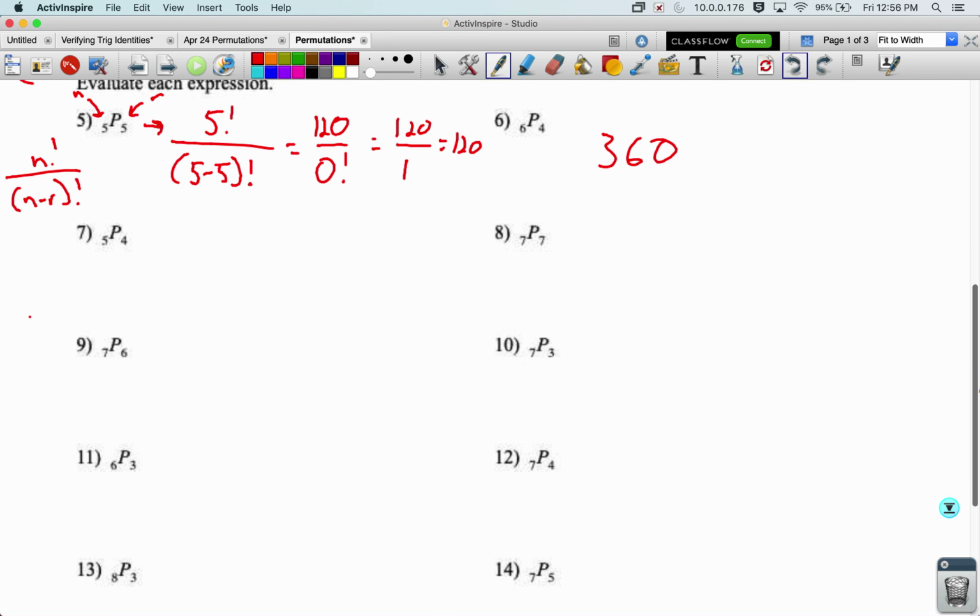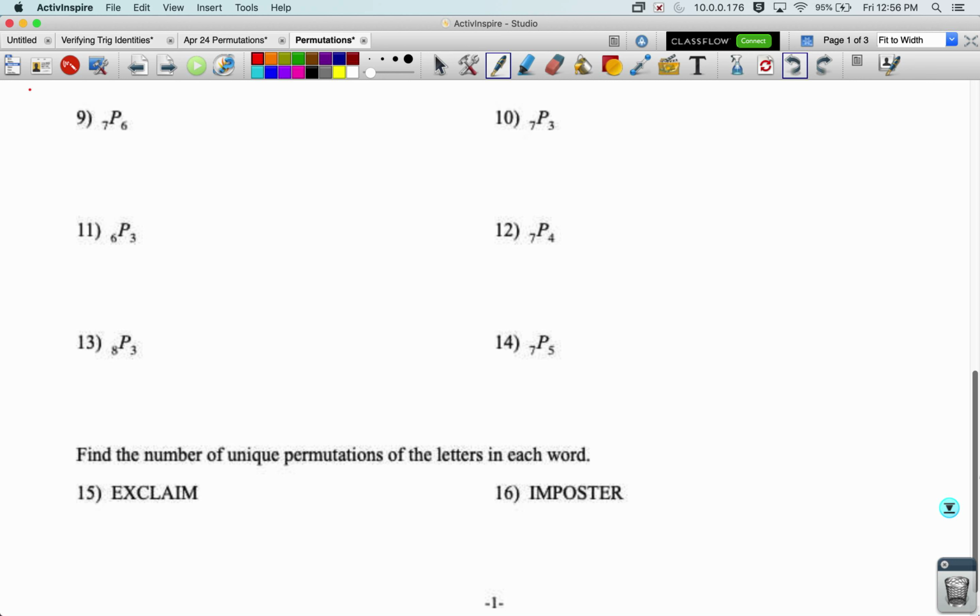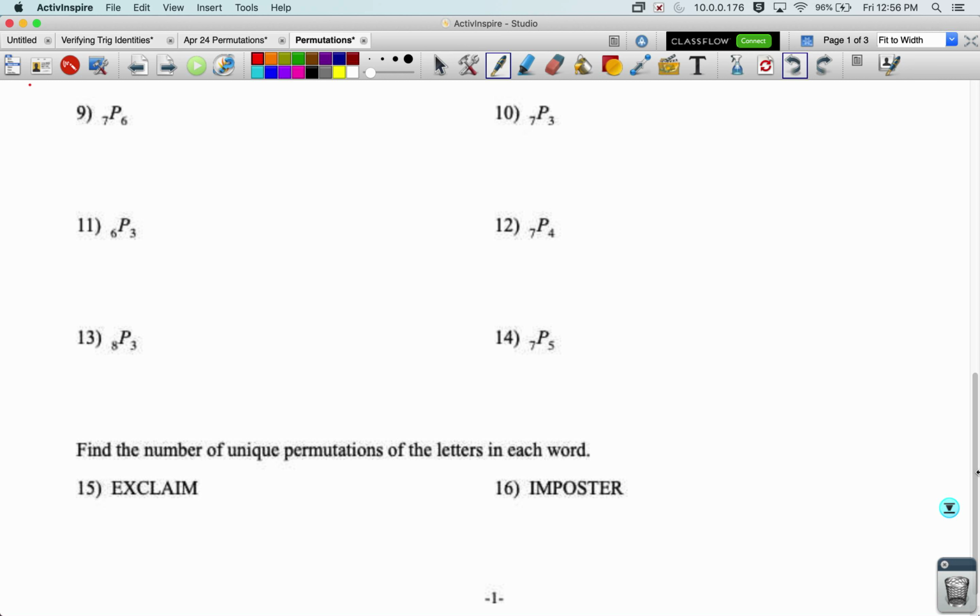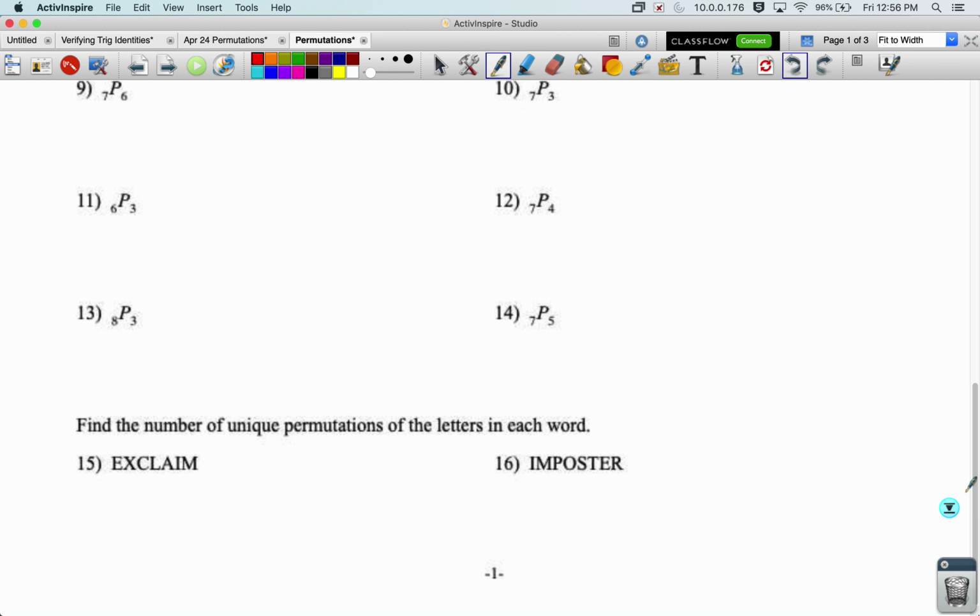And I got a whole bunch more for you to try here, but I think you should be good. I don't see any that are particularly tricky, just good practice. Now, here is a good problem. How many ways can you rearrange the letters in the word exclaim?